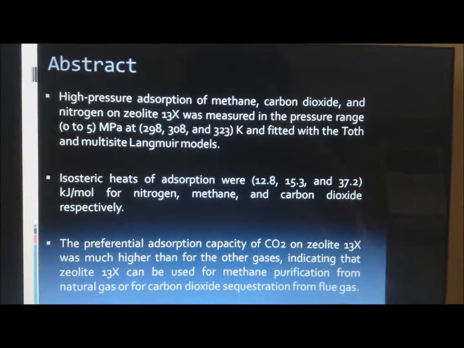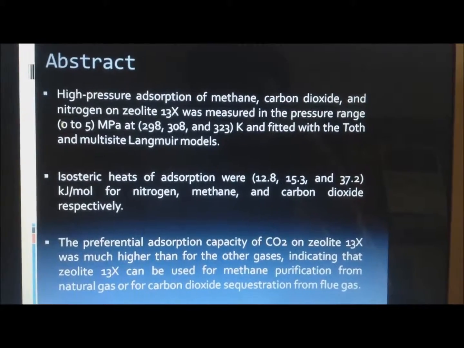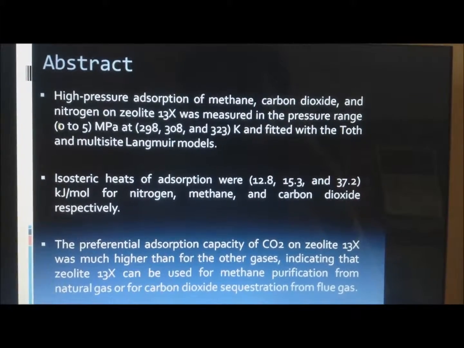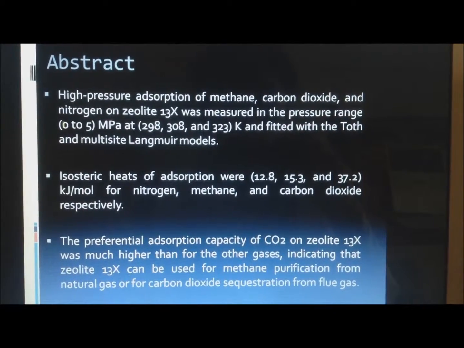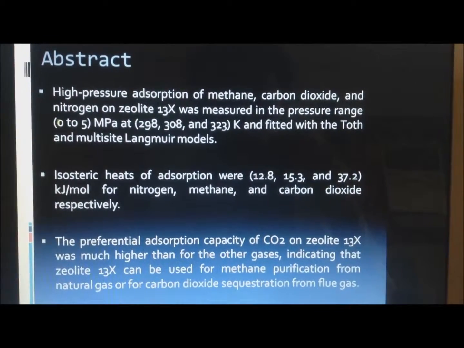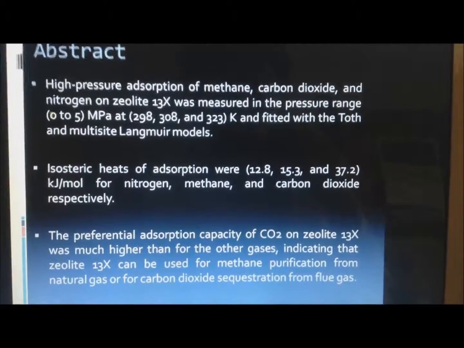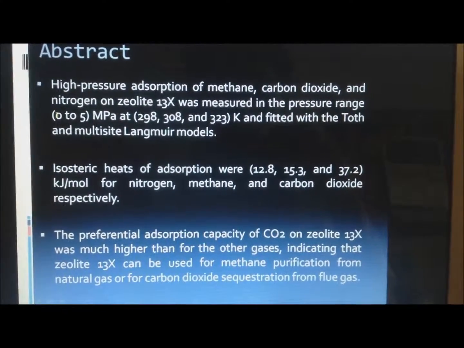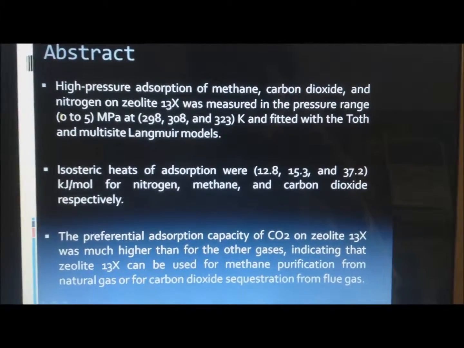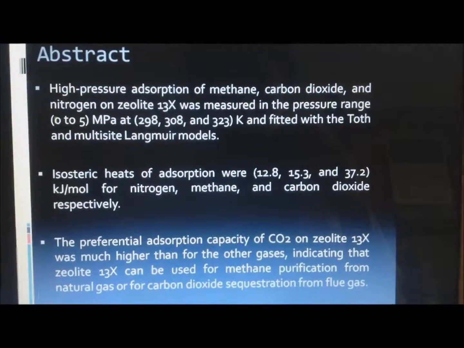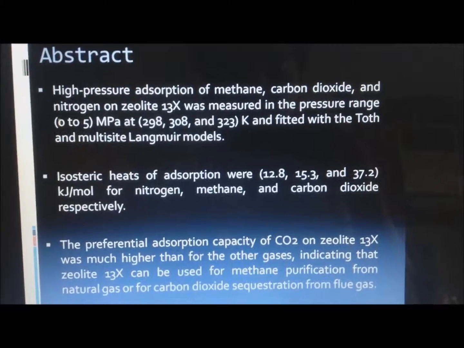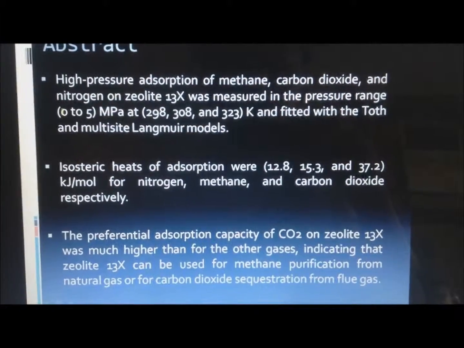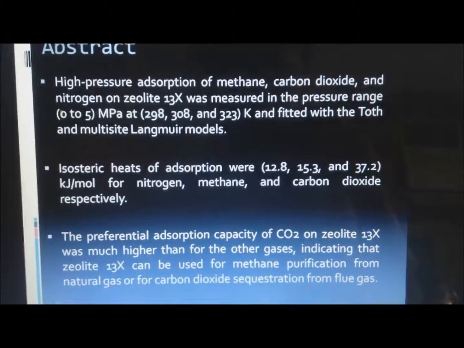Abstract. High-pressure adsorption of methane, carbon dioxide, and nitrogen on zeolite 13X was measured in the pressure range 0 to 5 megapascals at 298, 308, and 323 Kelvin and fitted with the Toth and multi-site Langmuir models. Isosteric heats of adsorption were 12.8, 15.3, and 37.2 kilojoules per mole for nitrogen, methane, and carbon dioxide respectively.